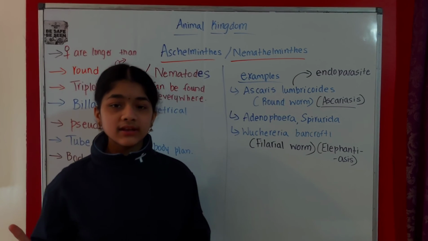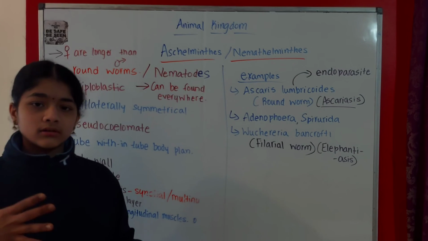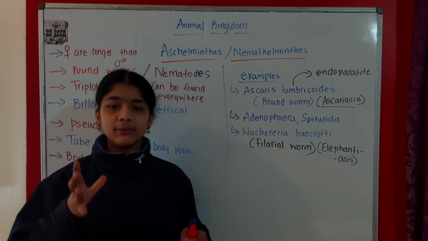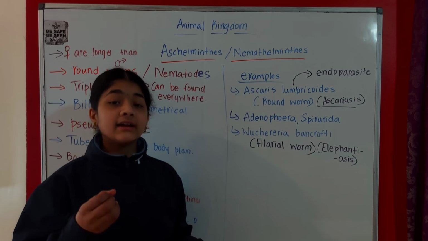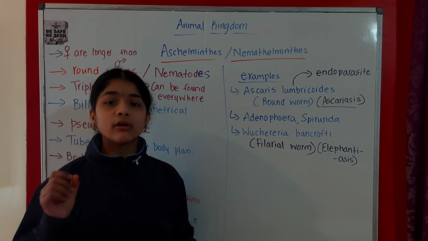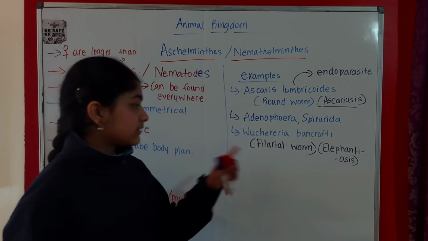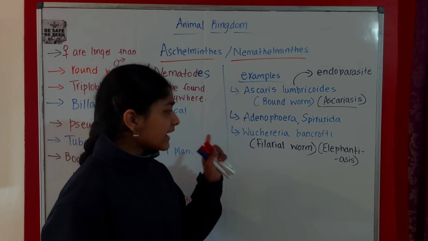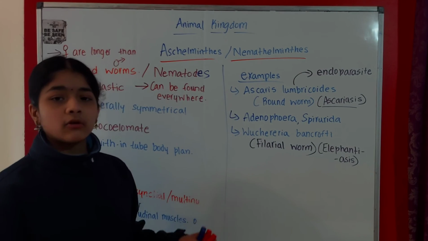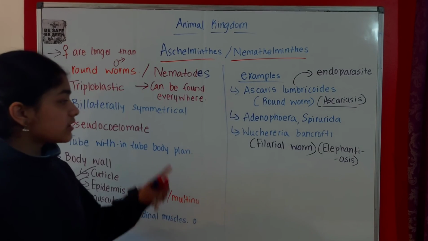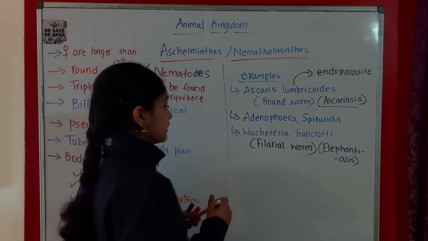Why is it called elephantiasis? Because of the swelling of the leg. So the leg usually swells, it becomes a bit thick and fat, and the leg looks like the leg of an elephant. That's why that disease is called elephantiasis. And the common name is filarial worm, and the main organism, the roundworm, is Wuchereria bancrofti. This is also very important for you to remember.